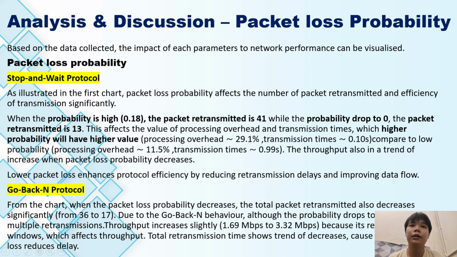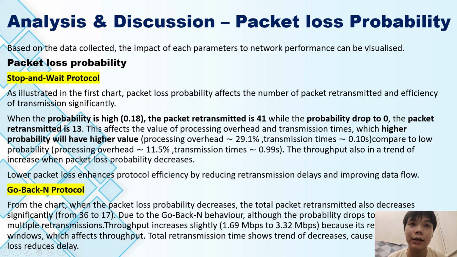After reviewing all the results, we now come to the analysis and discussion. We will discuss the first parameter, which is packet loss probability. For the stop and wait protocol, as illustrated in the first chart, packet loss probability affects the number of packets retransmitted and the efficiency of transmission significantly.